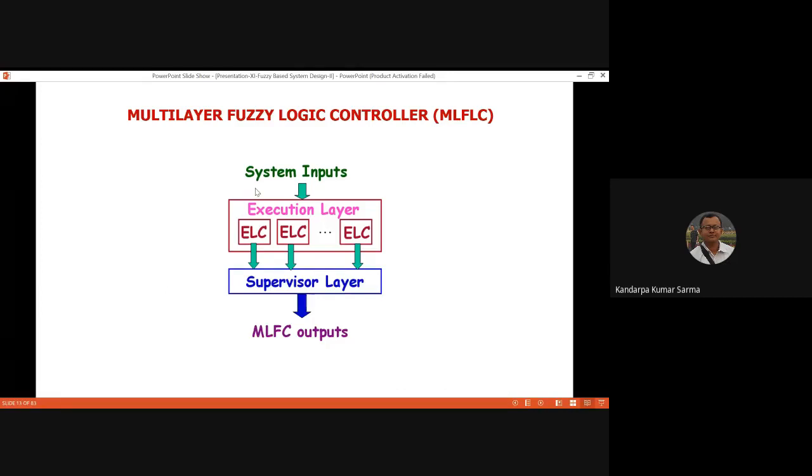Now there is one more form of the fuzzy logic controller that is called a multi-layer fuzzy logic controller. So here is one such block. Here we will have the system's inputs that will go to this block, that is the execution layer, where we have an execution layer controller that will drive a supervisor layer. That particular supervisor layer will have a reference signal. That reference signal shall be followed, and finally the differential signal shall be responsible for the generation of the multi-layer fuzzy logic controller signal.